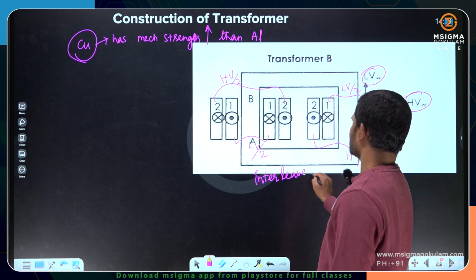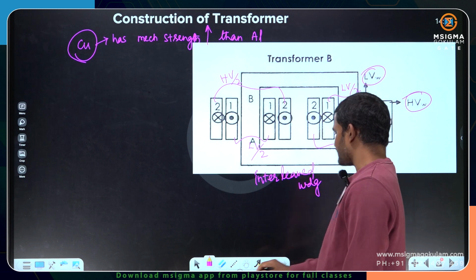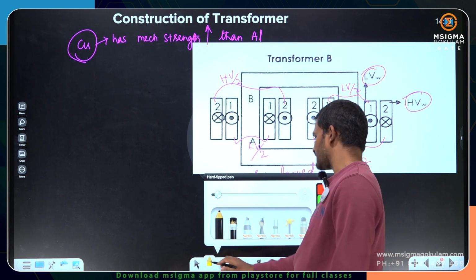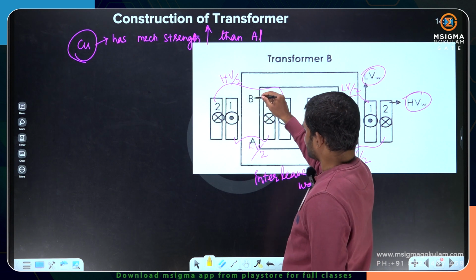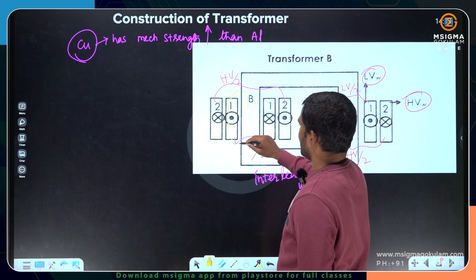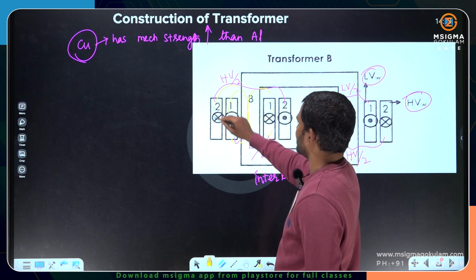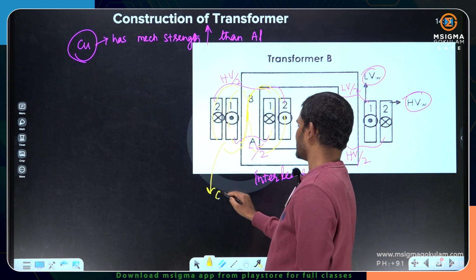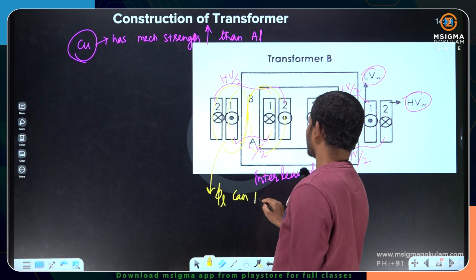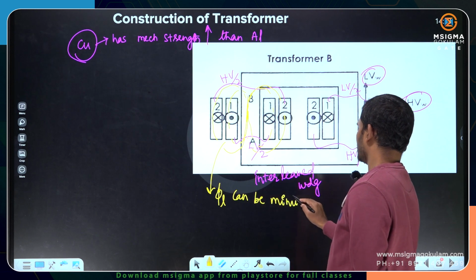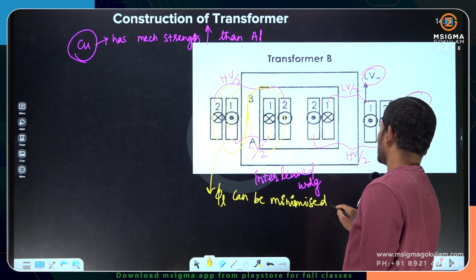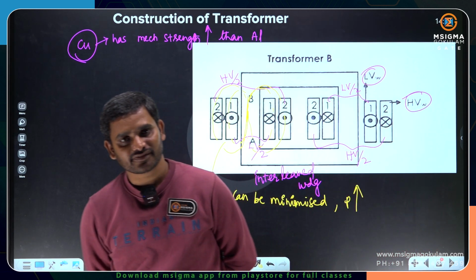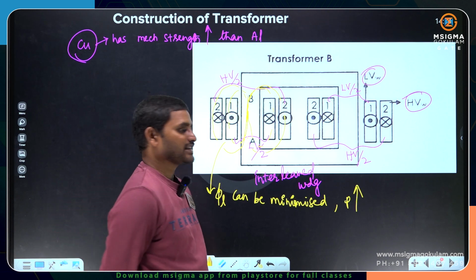So what is the main intention behind the interleaved winding? Whenever flux is produced by the low voltage winding or high voltage winding, it can link with the high voltage winding and low voltage winding. So leakage flux can be minimized. If the leakage flux is minimized, power transfer capability can be enhanced. Mutual flux increases, EMF increases, and power transfer capability increases.